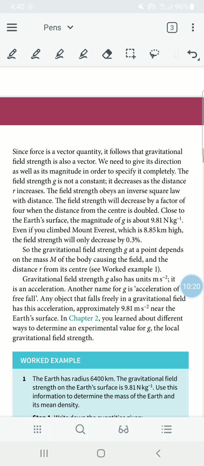Next point, put a star and write down. Gravitational field strength at any point depends on the mass, capital M, of the body causing the field, and also the distance from its center, distance r, small r, from its center.